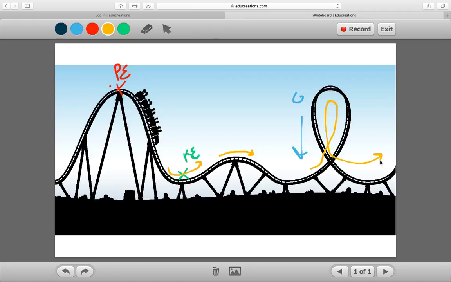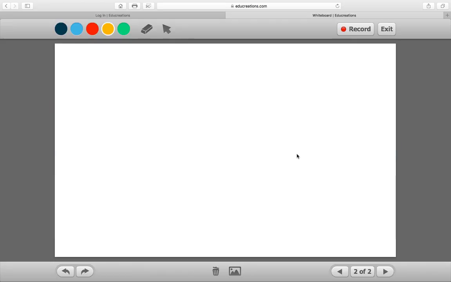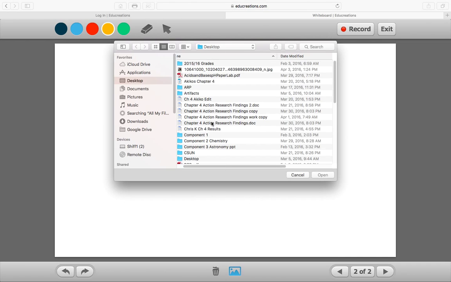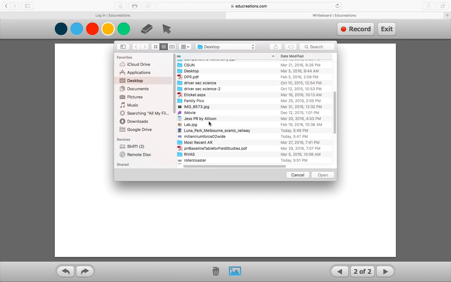Also, I like to use Educreations during labs where students have an iPad at their lab station. They use the camera on their iPad to take pictures of something that they did in lab, like the results, and they can label it and explain it to me also and share it with the class. So to add another page to this, you click the right arrow down here to add another page. I have a picture saved earlier from a lab that we did. So let me grab that.